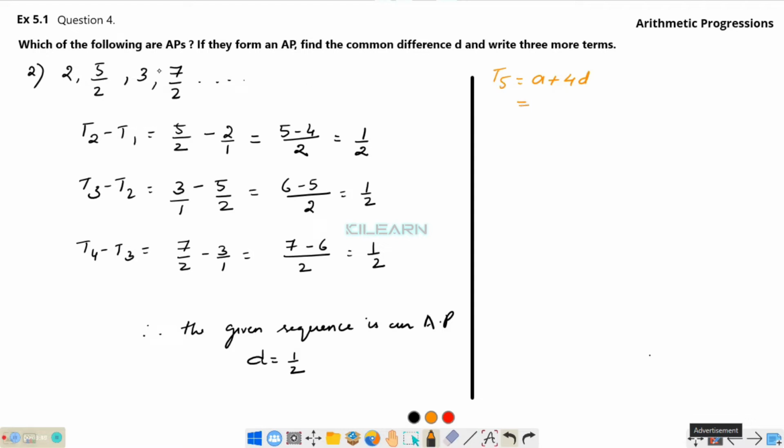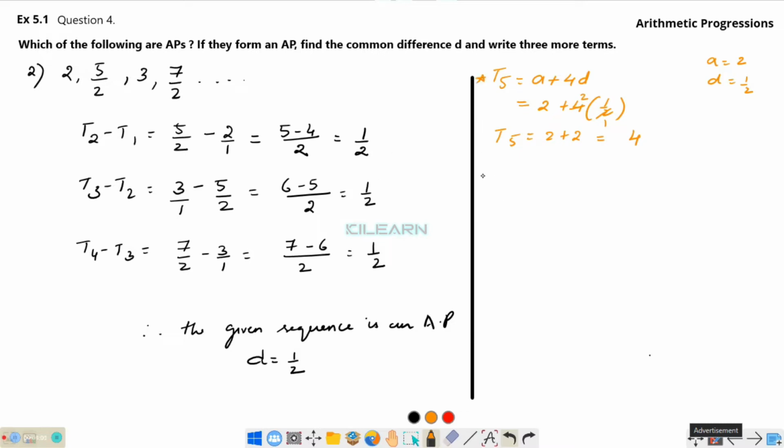So what is the A value? We can write A value is 2 and D value is 1 by 2. So now A is 2 plus 4 into 1 by 2. 2 ones are 2, 2 twos are 4. So 2 plus 2 is equal to 4. So T5 is equal to 4.